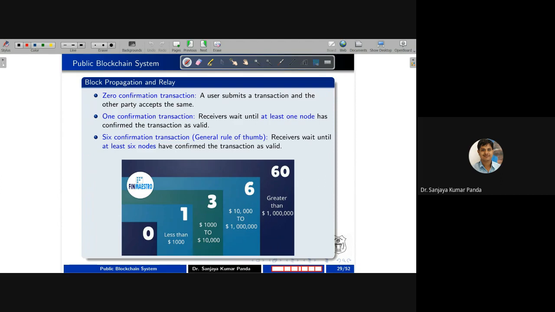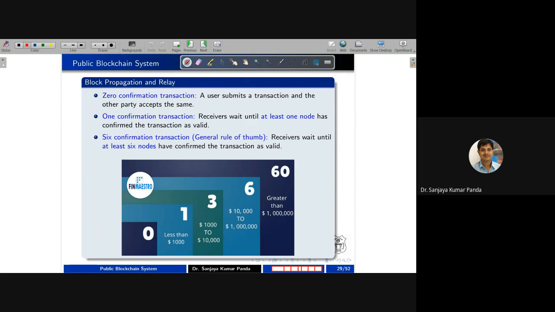Based upon that, the confirmation of a transaction is of different types. One is called zero confirmation, another is called a six confirmation transaction. Zero confirmation means you submit a particular transaction as a user, and the other party blindly believes you, because the amount is very small, so there is no need to put more focus on that transaction. The other party accepts it with minimal verification.